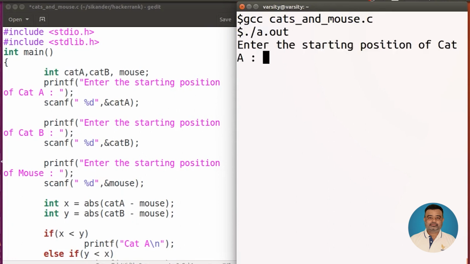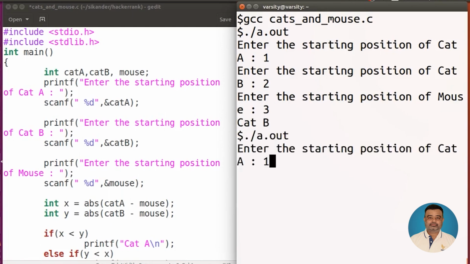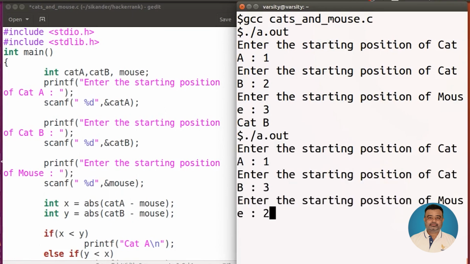Position of A, the position of A. Let me give the input as what we have seen in the examples. 1, position of B was 2, and mouse was 3. You can see cat B is closer to the mouse because the difference between them is only 1. So you can see that the output was cat B. You can again rerun the code and observe that cat A is at 1, cat B is at 3, and the mouse is at position 2.